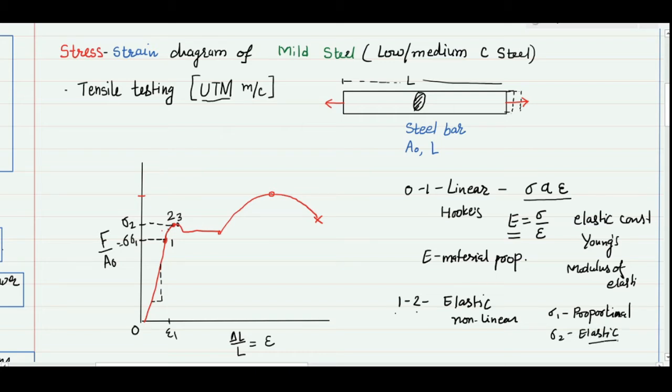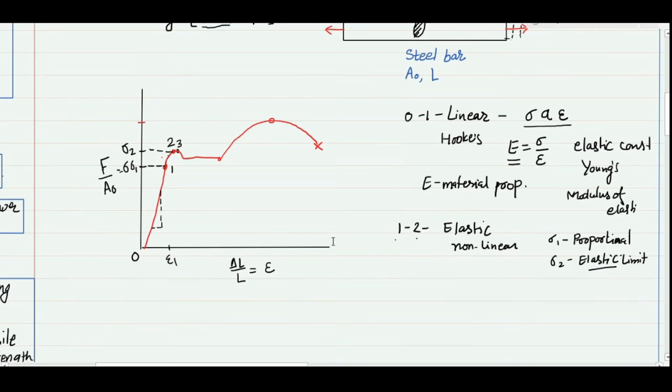The elastic limit indicates that up to this point, if you remove the load, the material will go back to its original position. Point 3 indicates the point after which there is plastic deformation, meaning at point 3 plastic deformation starts, and there will be a permanent set of change in length. So point 3 denotes the yield point.